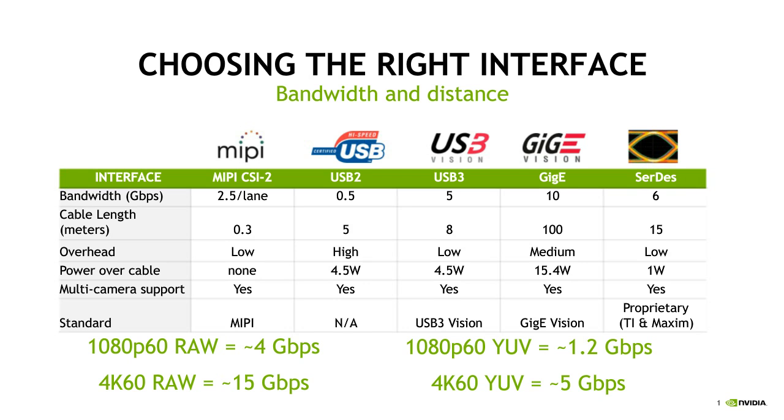I've also listed some typical bandwidth requirements for a 1080p resolution camera at 60 frames per second, as well as a 4K resolution camera at 60 frames per second. You can see where some of the interfaces are limited for transmitting raw video versus processed YUV video. Each interface has its own unique strengths that make it more effective and efficient for certain kinds of applications. Hopefully, this helps you to better understand the differences.